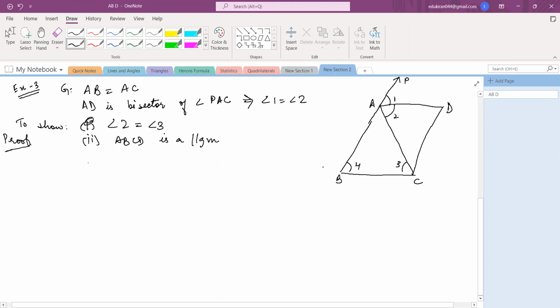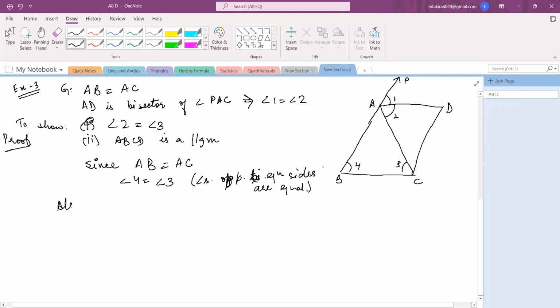Fine. Now since it is an isosceles triangle, AB is equal to AC. It is given to you. So this implies that angle 4 is equal to angle 3. Why? Angles opposite to equal sides are equal, isn't it? Yes, ma'am. This we have already done in the chapter triangles. Angles opposite to equal sides are equal. So angle 4 is equal to angle 3.